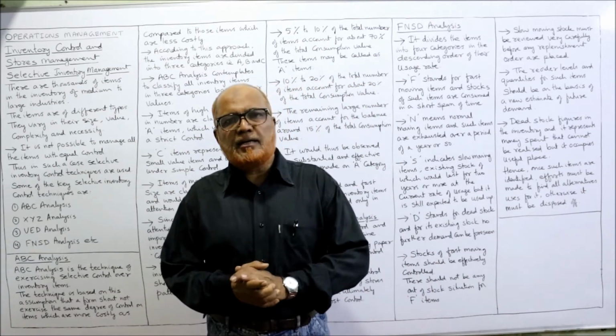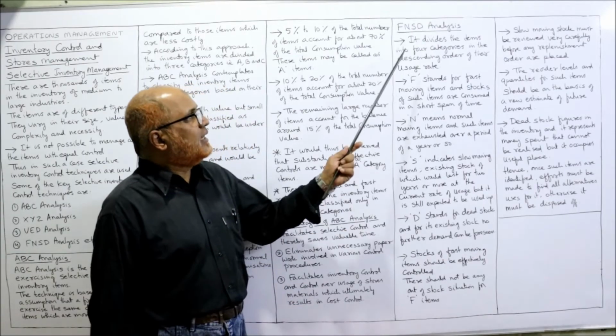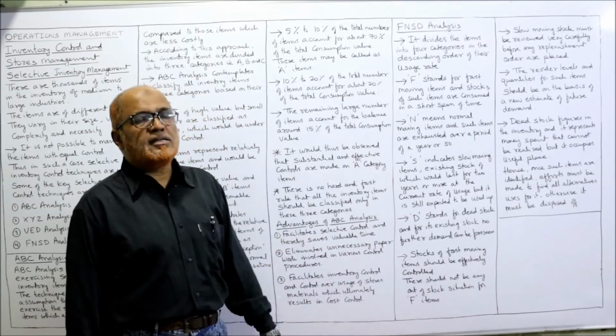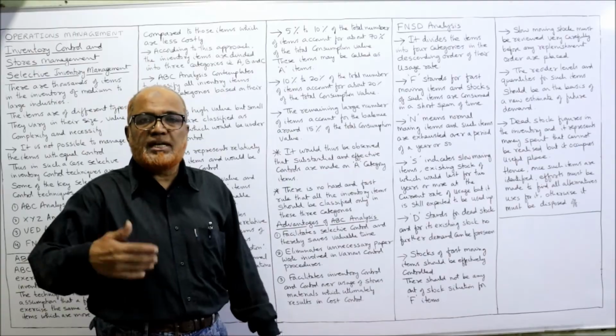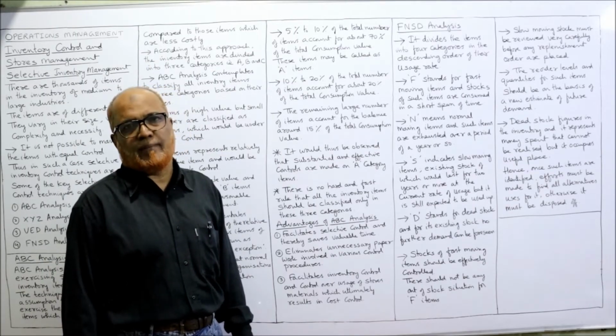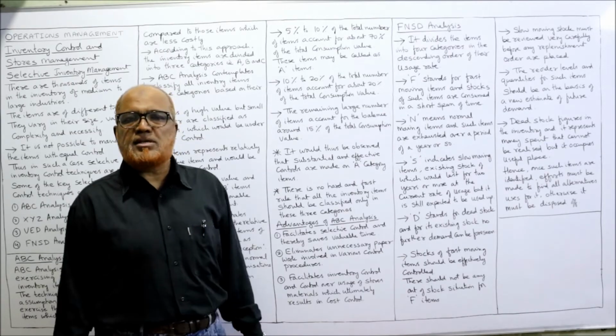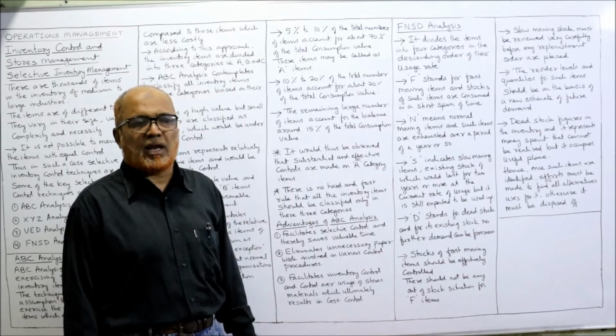The last technique is FNSD analysis. It divides the items into four categories in descending order of their usage rate, how fast it is being used in production. So according to usage rate, all the inventory items are categorized into four classes.